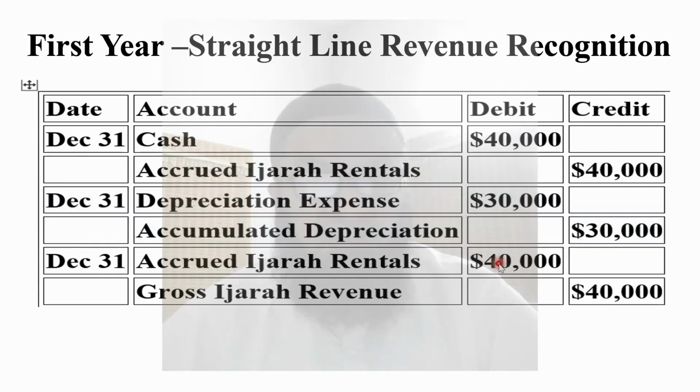And for the depreciation, the total cost was 120,000 and the life was 4 years, so 30,000 straight line depreciation. We simply record depreciation as an expense and a reduction in the asset, or by means of a contra asset. So the straight line method is relatively very clear. There is not much calculation involved. Whatever is received is recorded as Ijarah income. We can even combine these two entries and simply say that cash is received and gross Ijarah revenue is increased.